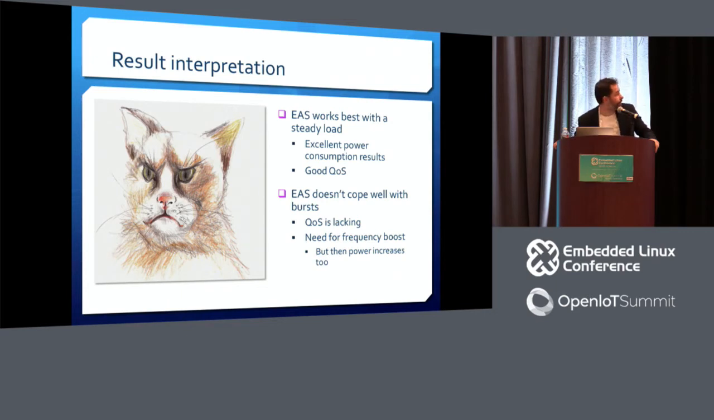Okay, here comes the grumpy cat. And we're really upset together with the grumpy cat because we don't know what to pick. Because on one hand, EAS works best with a steady load, showing excellent power consumption results and acceptable quality of service. But when it comes to bursty load, EAS doesn't cope that well. Then the QHMP seems to behave a lot better.